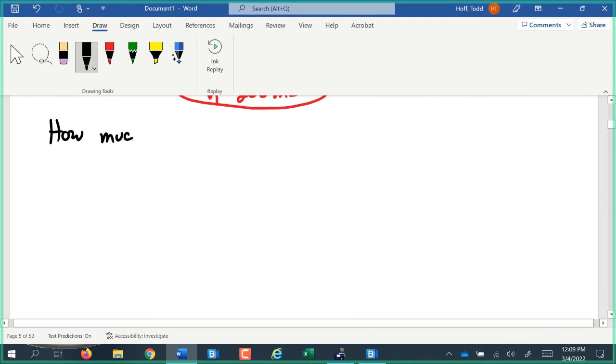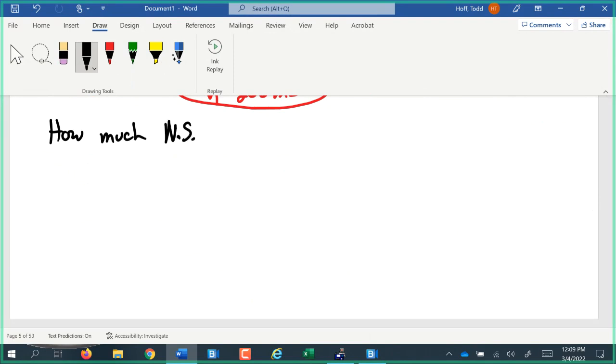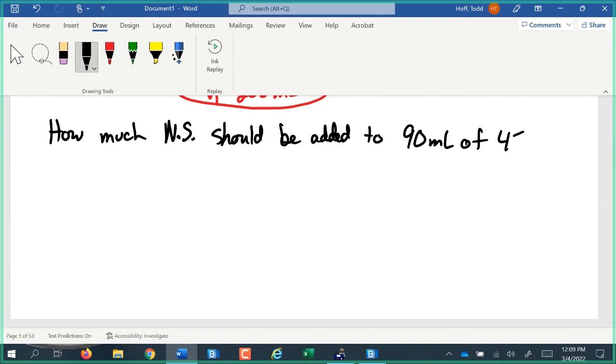We might ask how much sterile water or normal saline should be added to, let's do 90 milliliters of 45% solution to create 18% solution.